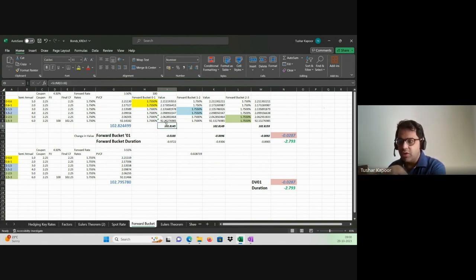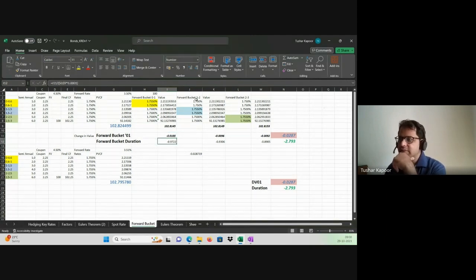That is change in bond price by the change in yield multiplied by 0.0001. So change in bond price is this price minus this price, right? This price minus this price, which is this forward bucket 01, gives me my DV01 because of a 1 basis point change. And when it comes to duration, I'm going to apply the formula for duration here. I get that the DV01 is 0.01 and the duration here is 0.9722.